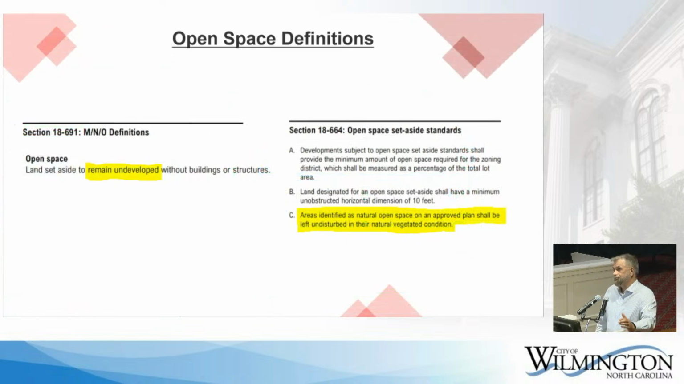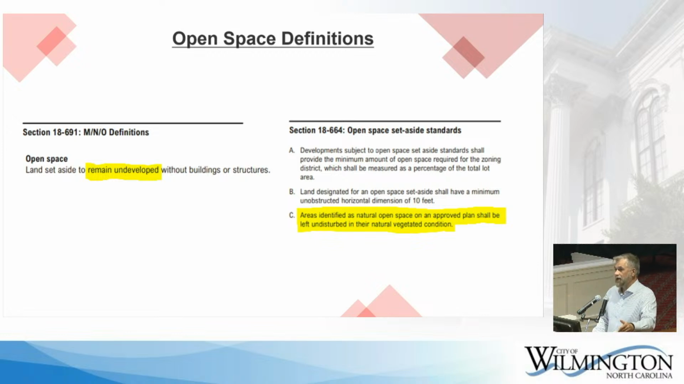Again, the code contemplates open space as land that remains undeveloped, land that's left undisturbed in its natural and vegetated condition. On a redevelopment site, there is no such land. We don't have any land that we can leave, quote unquote, undeveloped or maintain in its undisturbed and natural vegetated condition. In discussion with staff, we understand and respect that the city's position is that on a redevelopment project, in general, the open space set-asides will apply, notwithstanding this language in the code.